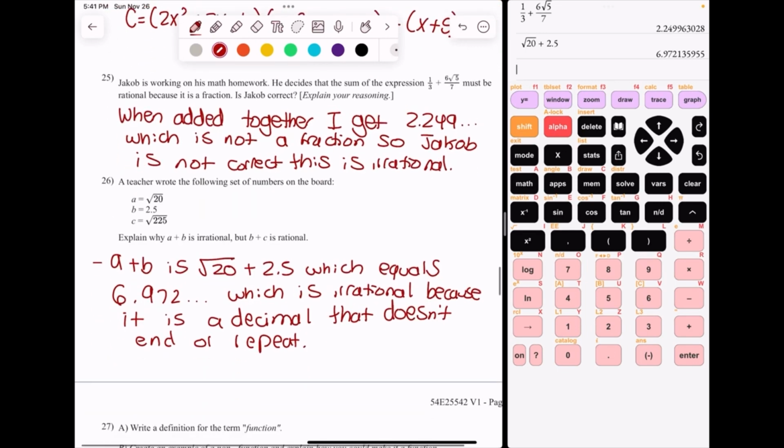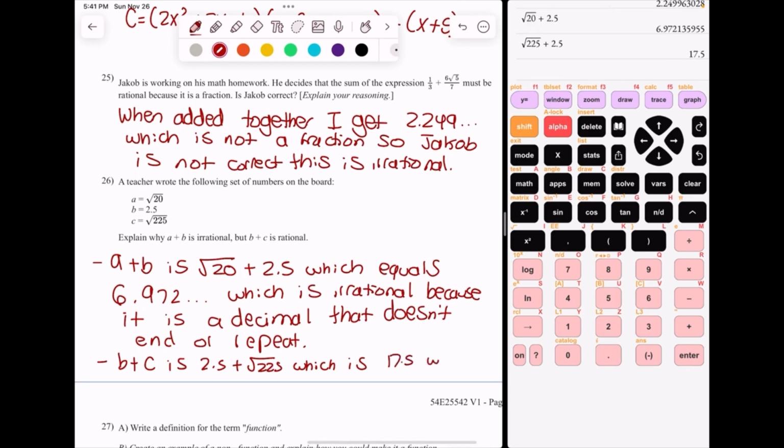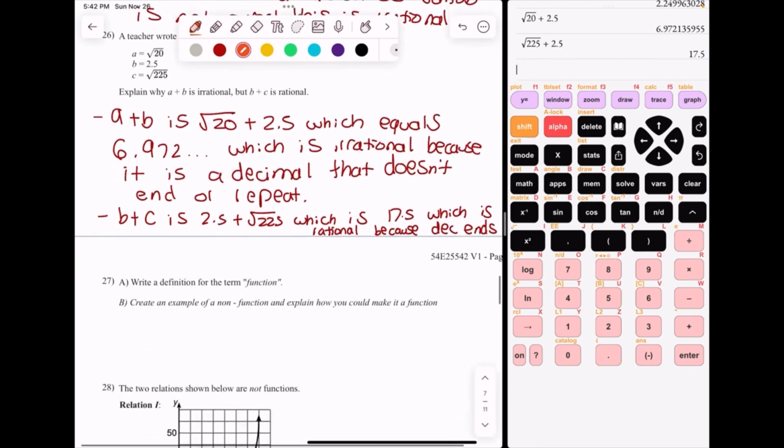B plus c is 2.5 plus, which is, remember, it doesn't matter the order, 17.5, which is rational because the decimal ends. Good job. All right, let's look at 27. Write a definition for the term function. Every input has exactly one output.